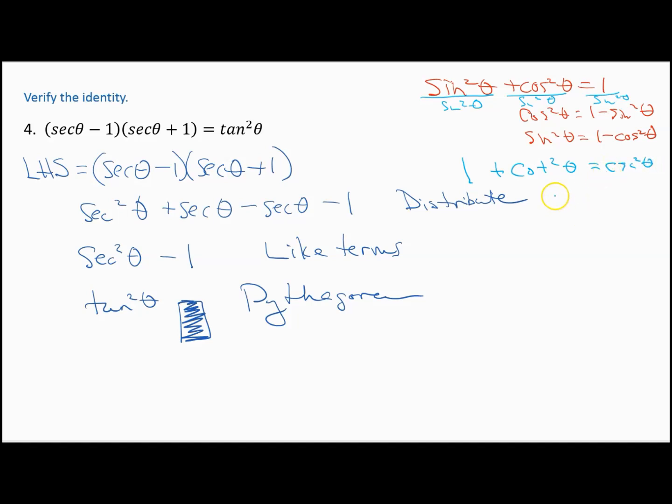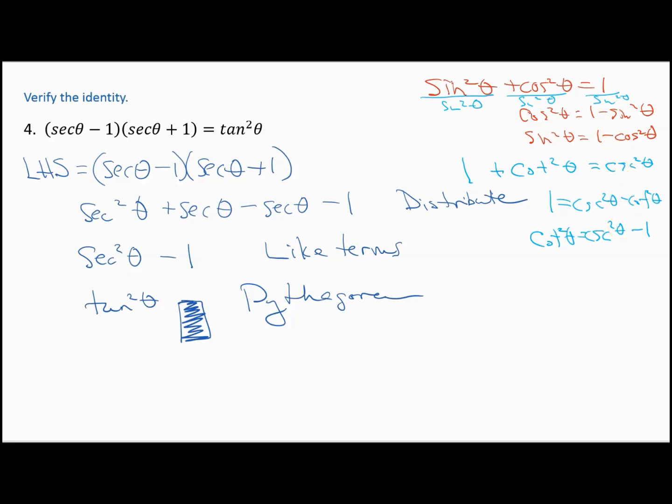And then you could write 2 more with that. Like I could solve it for 1 and have 1 equals cosecant squared of theta minus cotangent squared of theta. Or I could have cotangent squared of theta equals cosecant squared of theta minus 1. All right, so now we have 1, 2, 3, 4, 5, 6 Pythagorean identities.